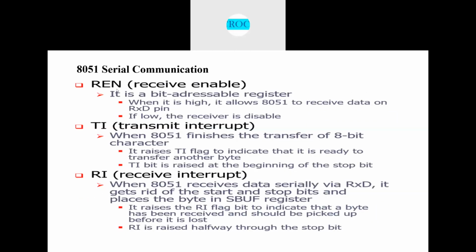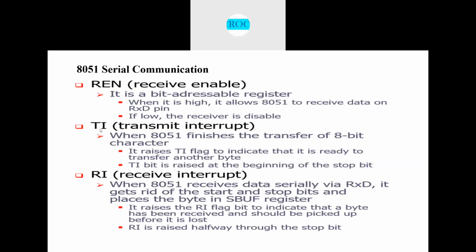As I said, the REN signal is very important here. This is used to receive the data on the RxD pin. If REN is equal to 1, then only the 8051 will receive the data byte. If this is low, the receiver is disabled. So in order to transmit and receive data in the 8051, this receive enable bit should always be set to 1.